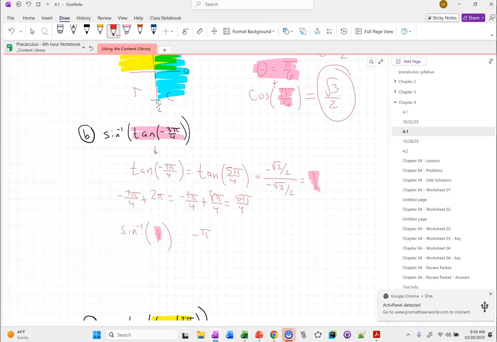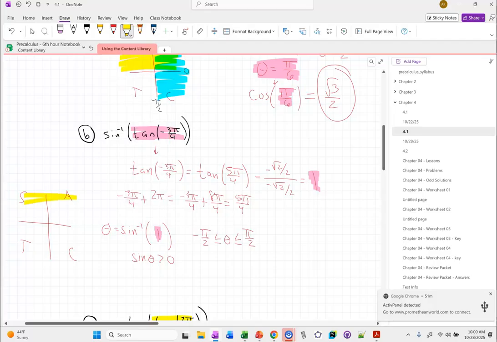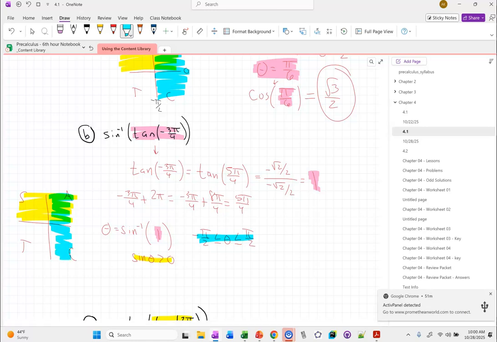So I know the fundamental range for sine is negative pi over 2 to positive pi over 2. I know here sine theta is positive. Sine's positive in quadrants 1 and 2. This guy is covered by quadrants 1 and 4 because it's the same as the problem we just did.